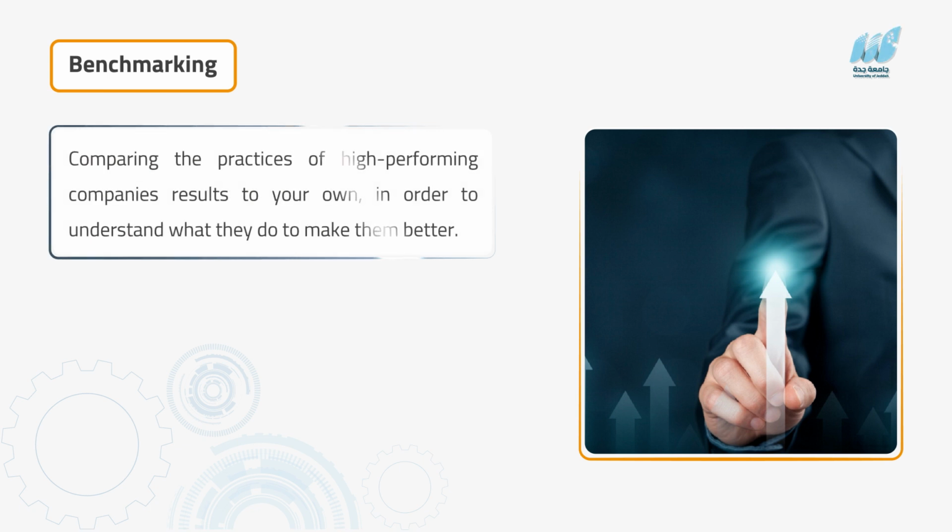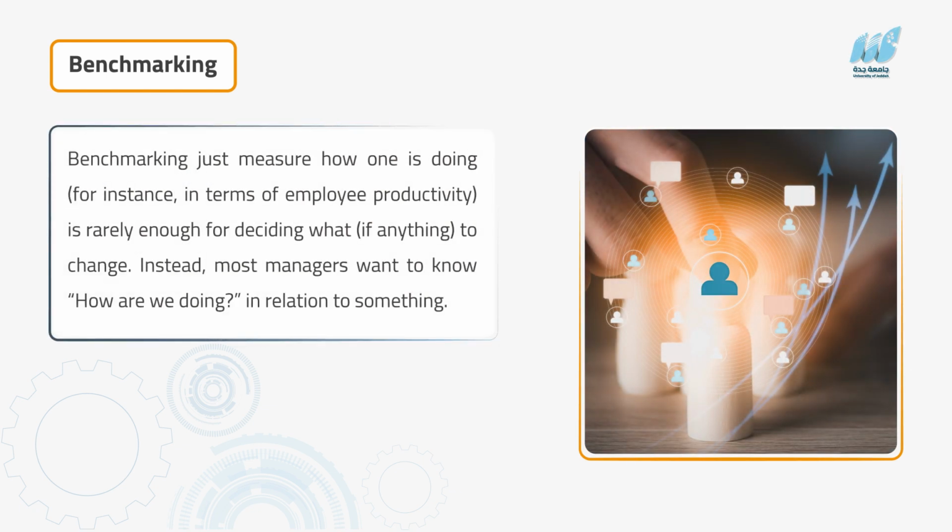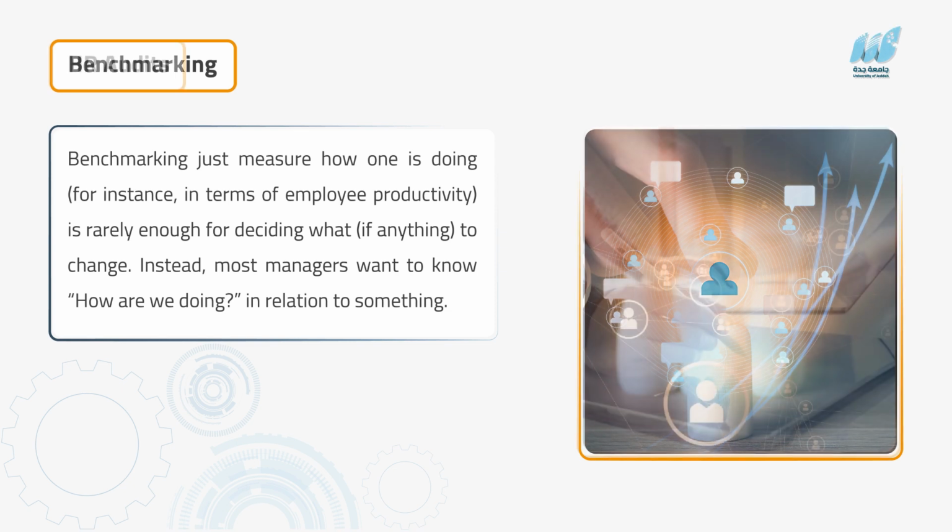Benchmarking means comparing the practices of high-performing companies' results to your own in order to understand what they do that makes them better. Benchmarking just measures how one is doing, for instance, in terms of employee productivity, is rarely enough for deciding what, if anything, to change. Instead, most managers want to know how are we doing in relation to something. For example, are our accident rates rising or falling? Similarly, the manager may want to benchmark the results.